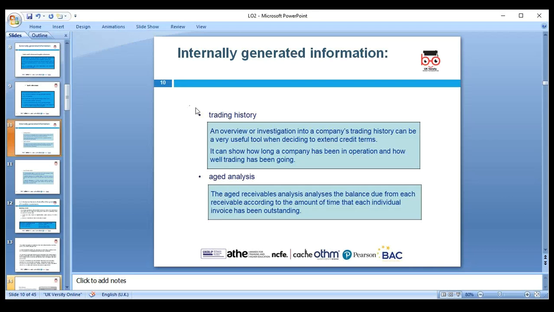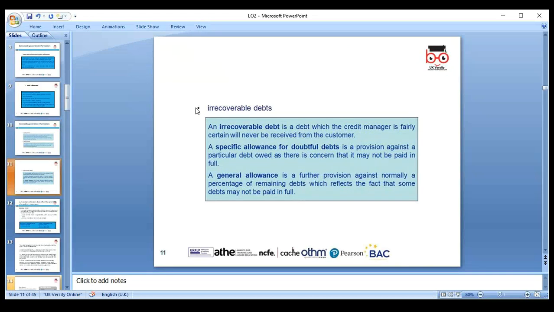Aged receivables analysis: how often does the customer pay late? If we give 30 days credit and the customer usually pays in 45 days, is that 15 days a problem? We need to look at this because it impacts our cash flow, so we should have clear policies in place.